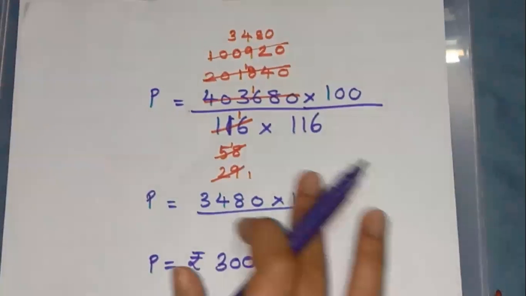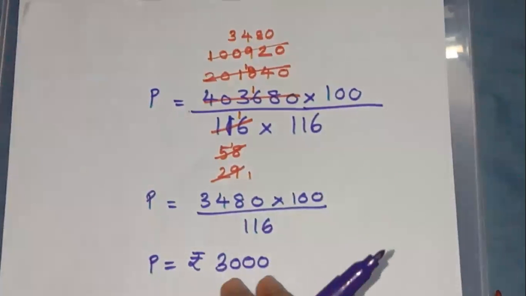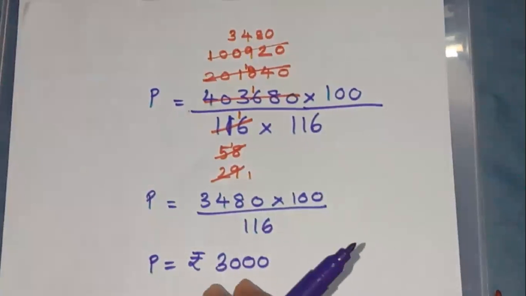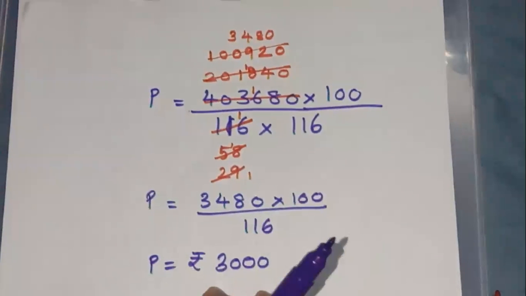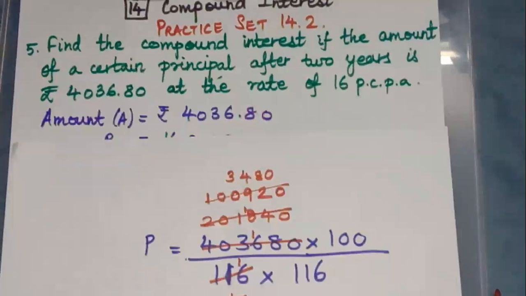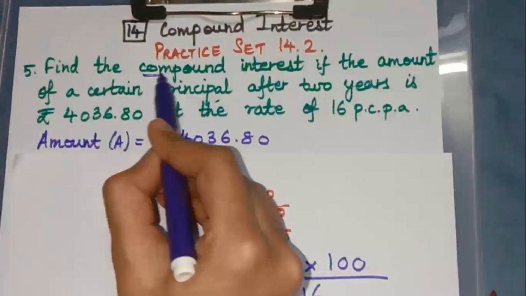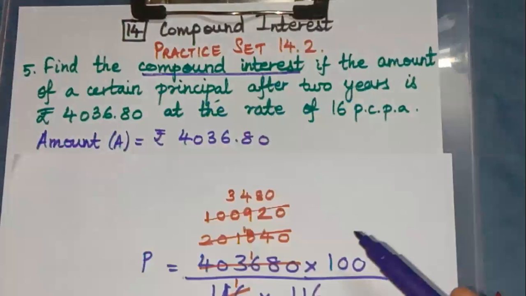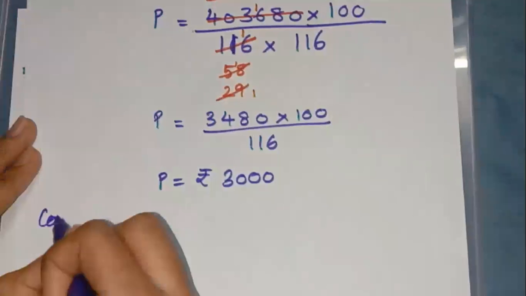So you do the calculation, you do the cancellation and find out the answer, and that answer should be rupees 3000. Now girls, you have found out the principal, but the question over here is asking you to find out what? To find out the compound interest. You have found out the principal, so you know the formula of compound interest.